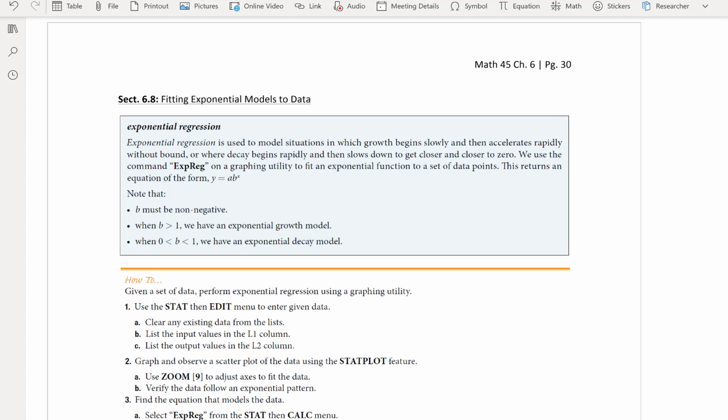So we are starting on page 30, and we have our exponential regression. Exponential regression is used to model situations in which growth begins slowly and then accelerates rapidly without bound, or where decay begins rapidly and then slows down to get closer and closer to zero. We use the command exponential regression on the graphing utility to fit an exponential function to a set of data points. This returns an equation of the form y equals a b to the x.